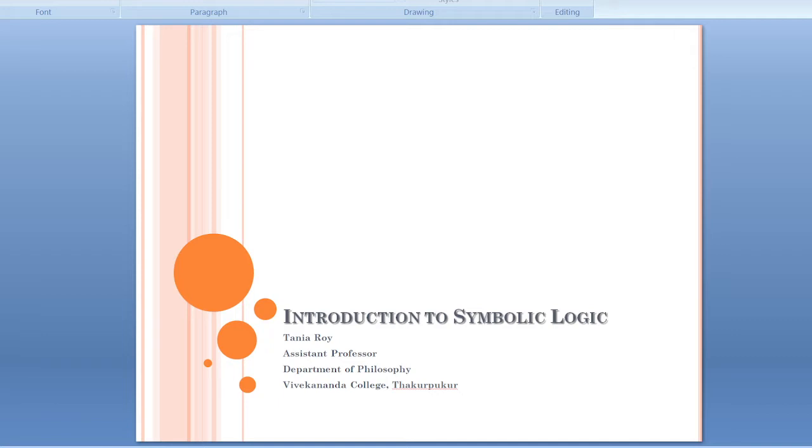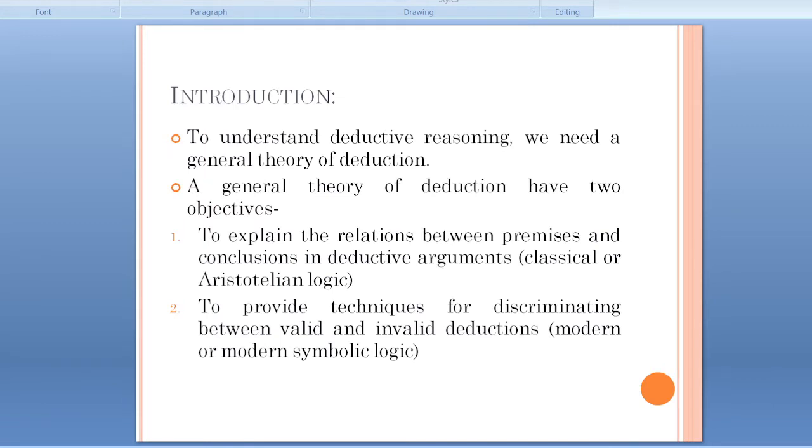Introduction to Symbolic Logic. First, to understand deductive reasoning, we need a general theory of deduction. A general theory of deduction has two objectives. Firstly, to explain the relations between premises and conclusions in deductive arguments, whether it is classical or Aristotelian logic, whatever it is. And secondly, to provide techniques for discriminating between valid and invalid deductions.